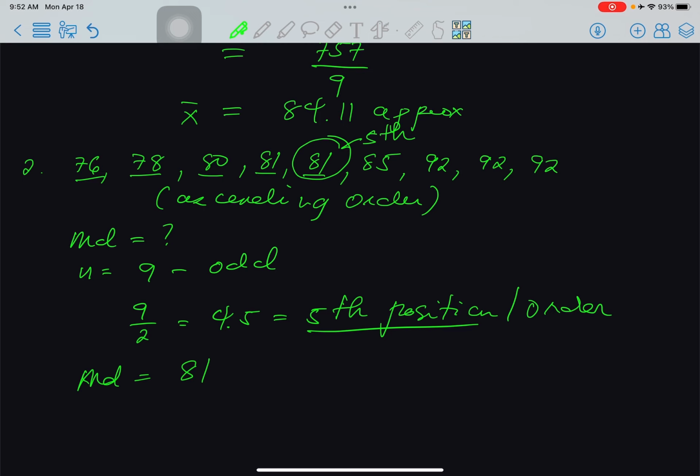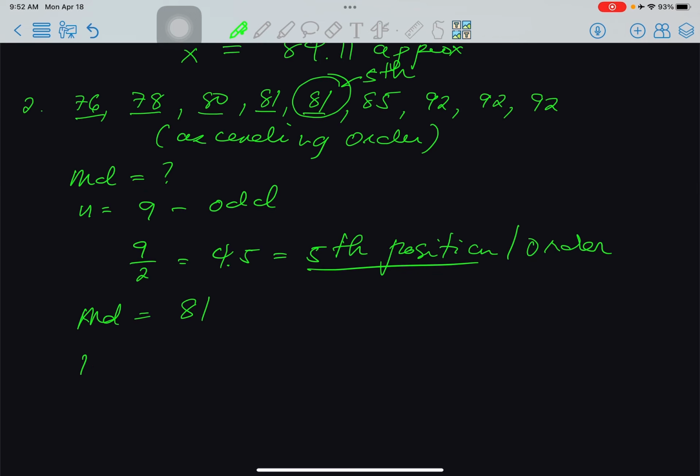That's our median. Now, what is our mode? In our example, we are going to consider the score that appears most frequently in a distribution, or the score that has the highest number of appearances in a distribution. Here in our example, it seems that we have 92, because 92 appears thrice in our data set. Based on the definition, mode is simply the score that is appearing most frequently, or the score that is always being repeated. So in our example here, we have 92. So that is our mode.